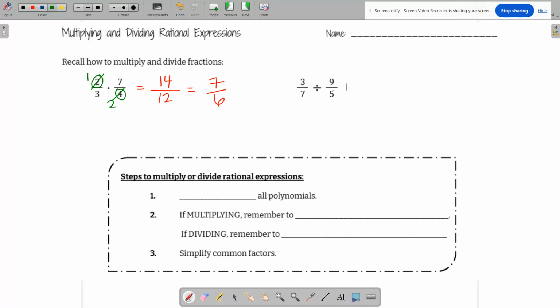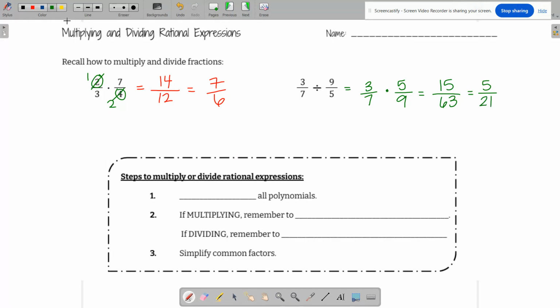Now, if you're dividing fractions, remember that dividing by a fraction is the same thing as multiplying by its reciprocal. So we would keep 3/7. We would change it to multiplication of the reciprocal, which is 5/9. So if we multiply across, 3 times 5 is 15, and 7 times 9 is 63. Both of these are going to be divisible by 3. If we divide 15 by 3, we get 5, and if we divide 63 by 3, we get 21.